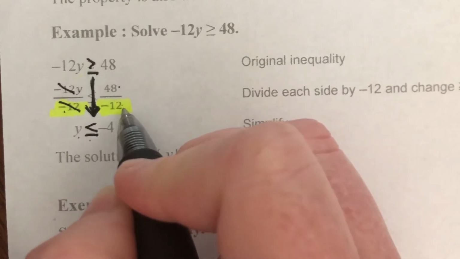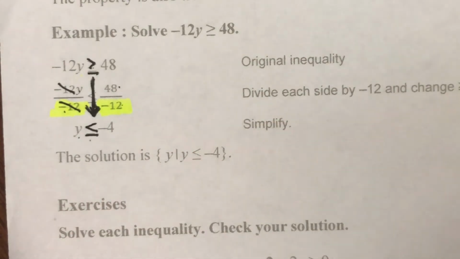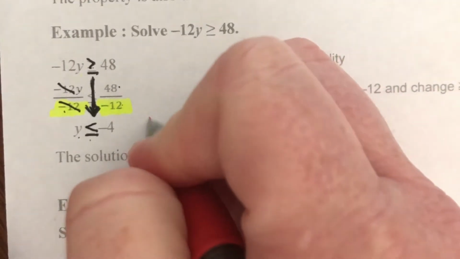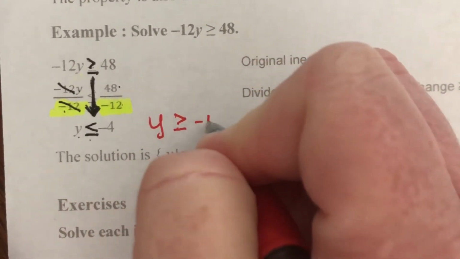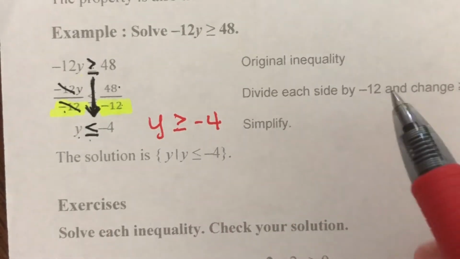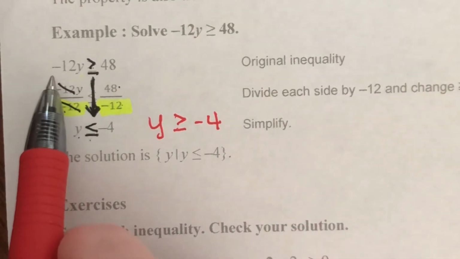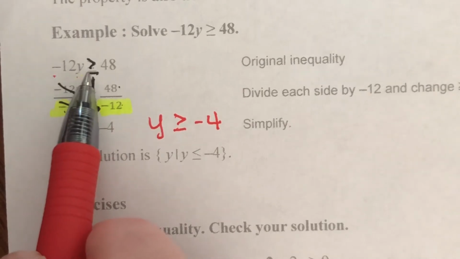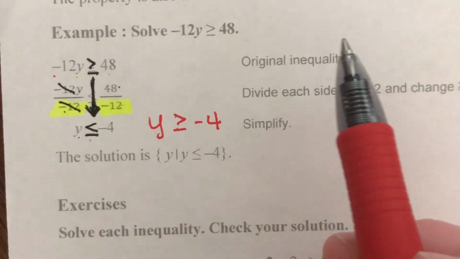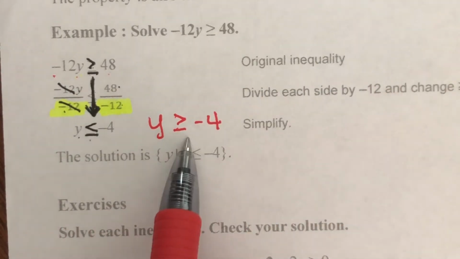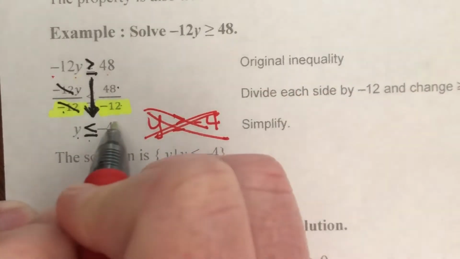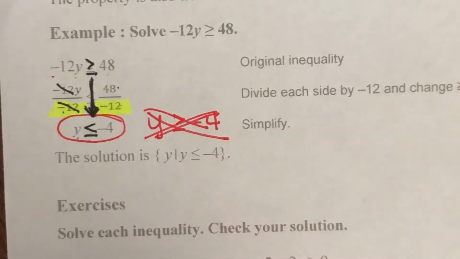And 48 divided by negative 12 is negative 4, right? If you think about it, had we left our answer as y is greater than or equal to negative 4, a number bigger than negative 4 is 0, let's say. So if I plugged 0 in here, negative 12 times 0 is greater than 48. 0 is not bigger than 48, so that doesn't work. So you have to flip your sign. This is not correct. We did not flip our sign here. You have to flip your sign in order for this to be correct.